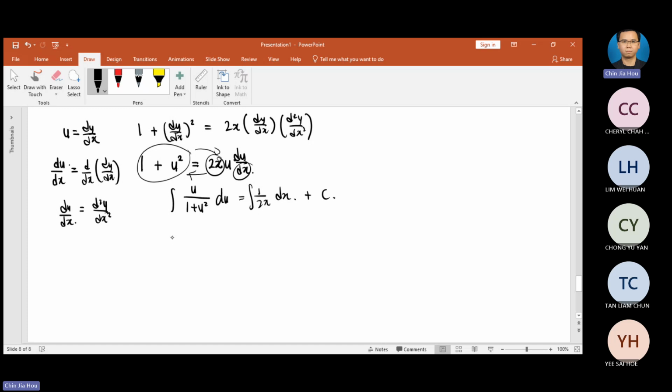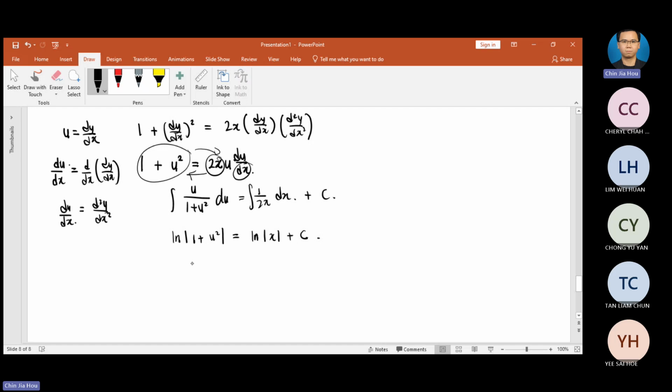So we have ln of, eventually you get 1 plus u squared after some simplifications. Take note that after some simplification, that's why some constants are missing from here. That is the answer that you get after you integrate both sides and simplify. So far, can you follow? Okay.